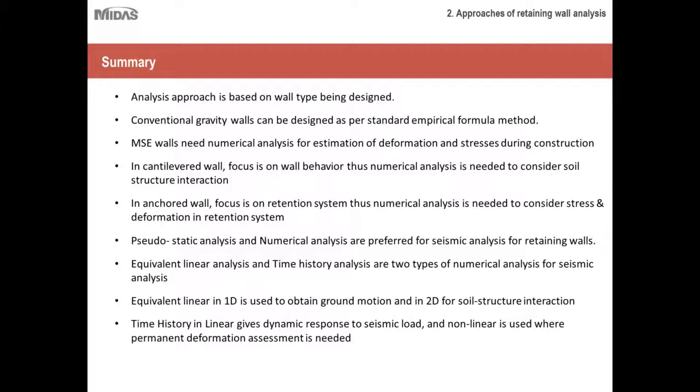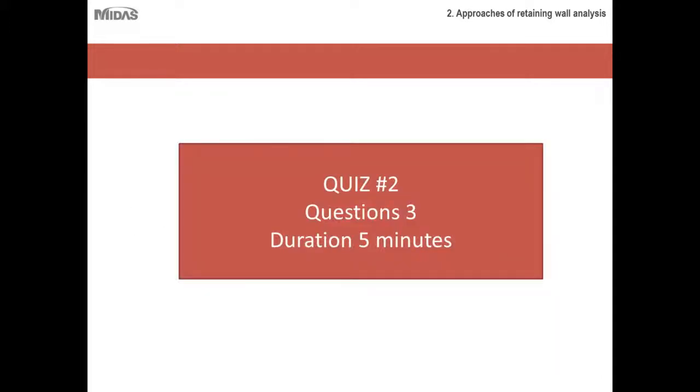While time history in linear gives dynamic response to seismic load, and nonlinear is used where permanent deformation assessment is needed. So basically, nonlinear time history analysis is the ultimate thing that you could do for a retaining wall in a high seismic zone. But most of the time we do linear time history to determine the dynamic response of the structure due to the seismic load. Thus, nonlinear time history is useful in high seismic zones.